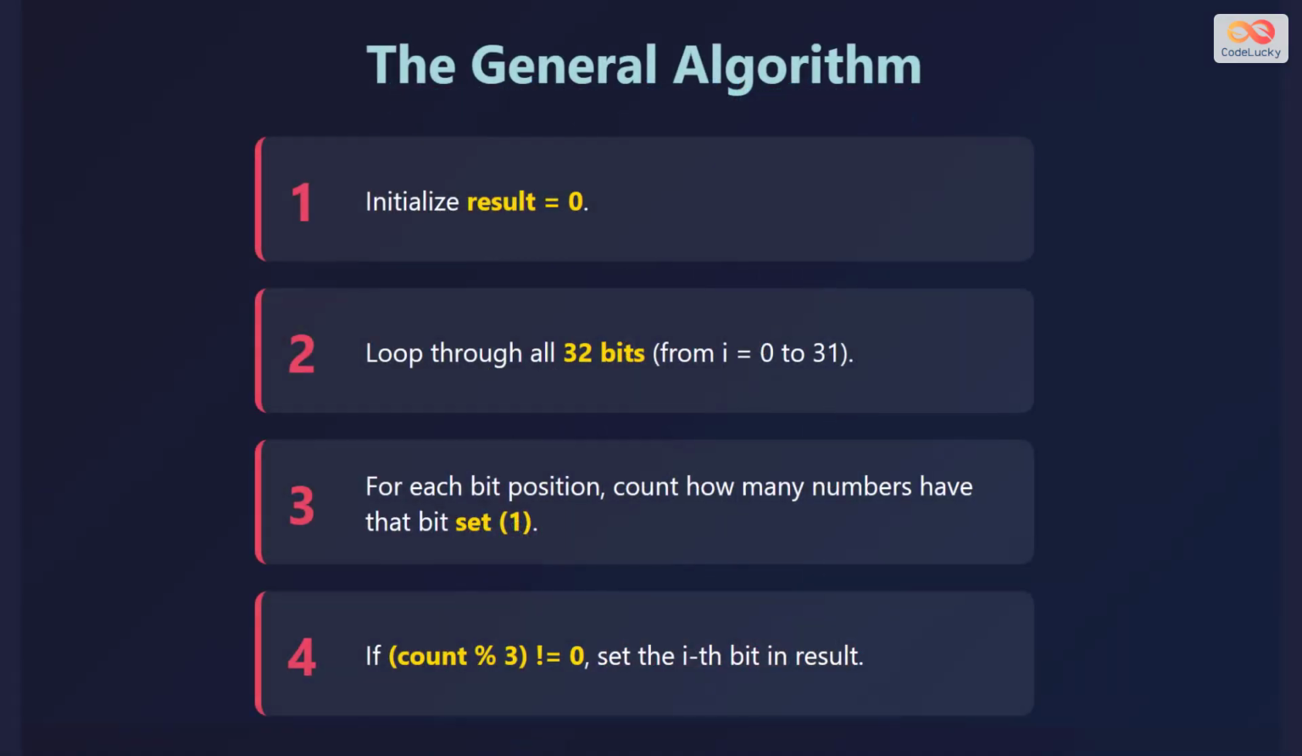So here is the algorithm. First, initialize a result variable to 0. Then, iterate through all 32-bit positions. For each position, count how many numbers in the array have that bit set. If the total count is not divisible by 3, it means our unique number has a bit set at that position. We then update our result accordingly.